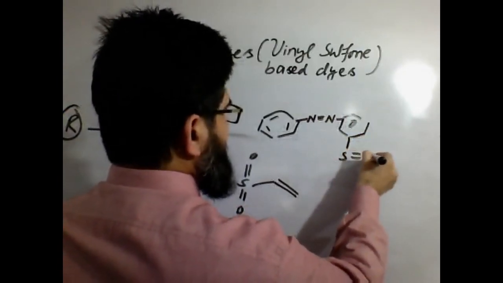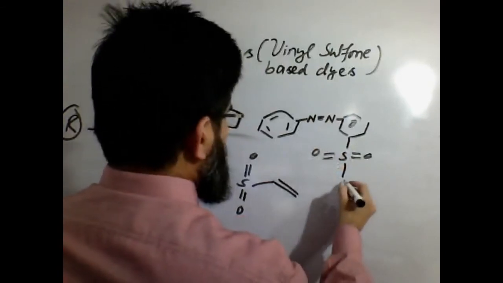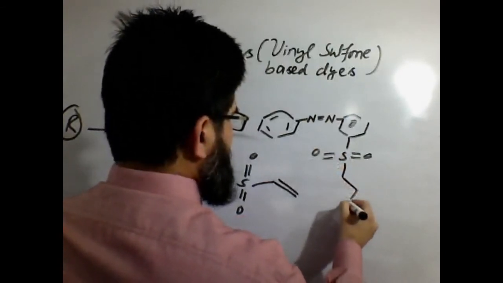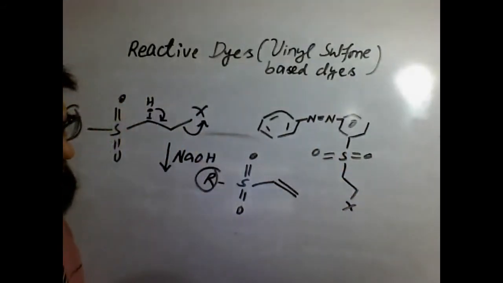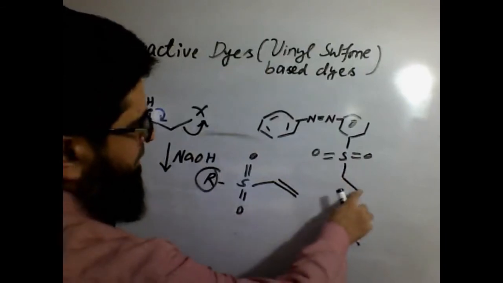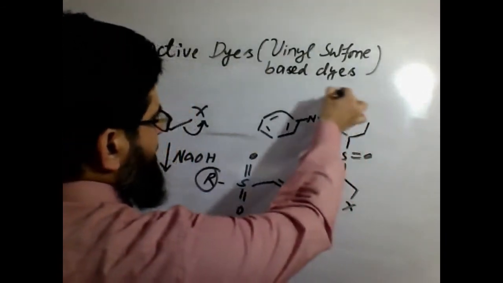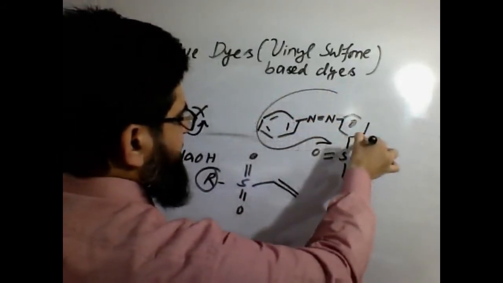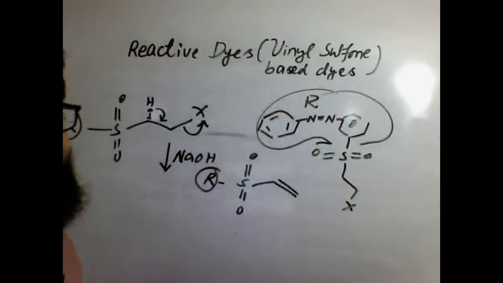We have the sulfone group. We have this sort of groups attached to the carbons. So it's a sort of a dye, which one can call an R.